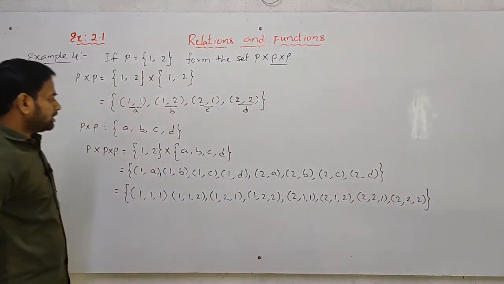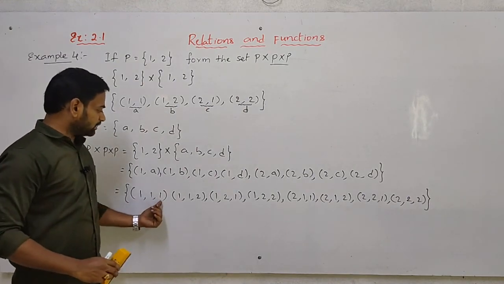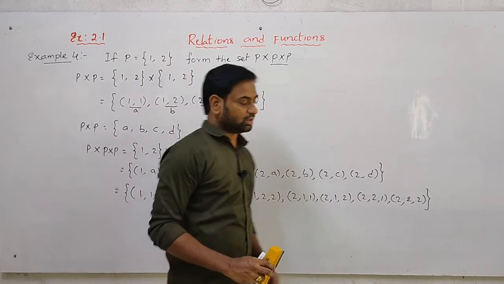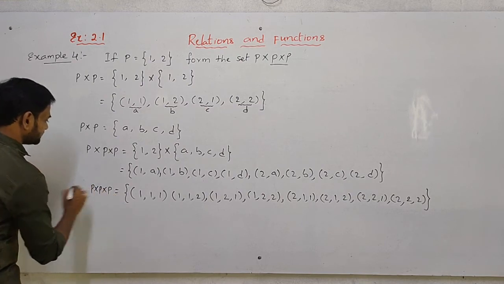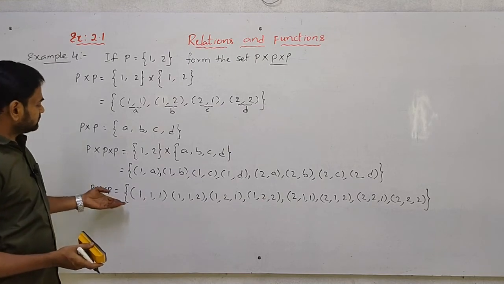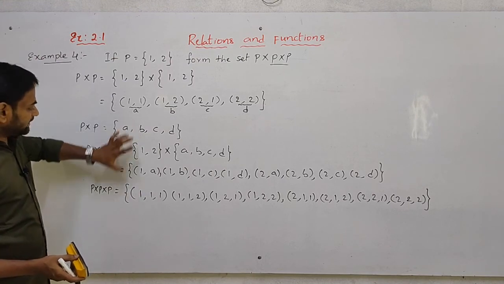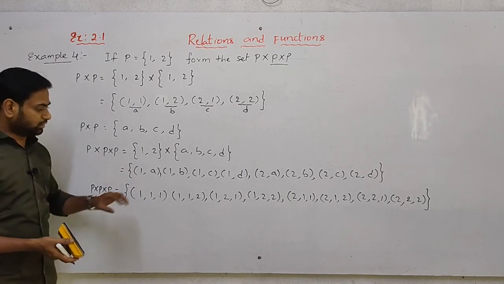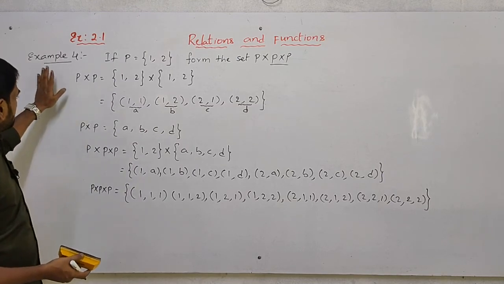So these are the ordered triplets. 3 elements are there: (1, 1, 1), (1, 1, 2), like that, and so on, up to (2, 2, 2), which is equal to P cross P cross P. So this is the answer. Otherwise, no need of taking this step. You can write directly if you understand. Otherwise, you can follow this method. So it is the example 4.